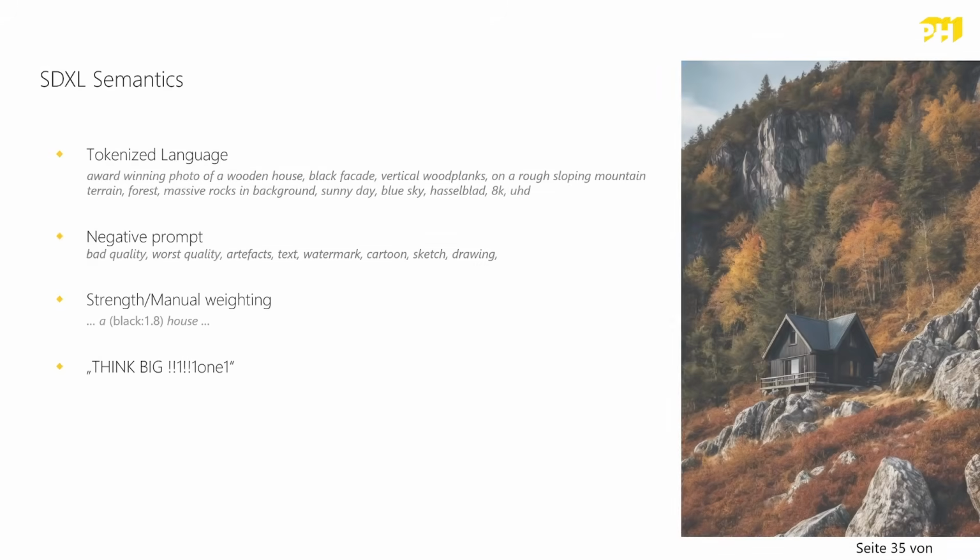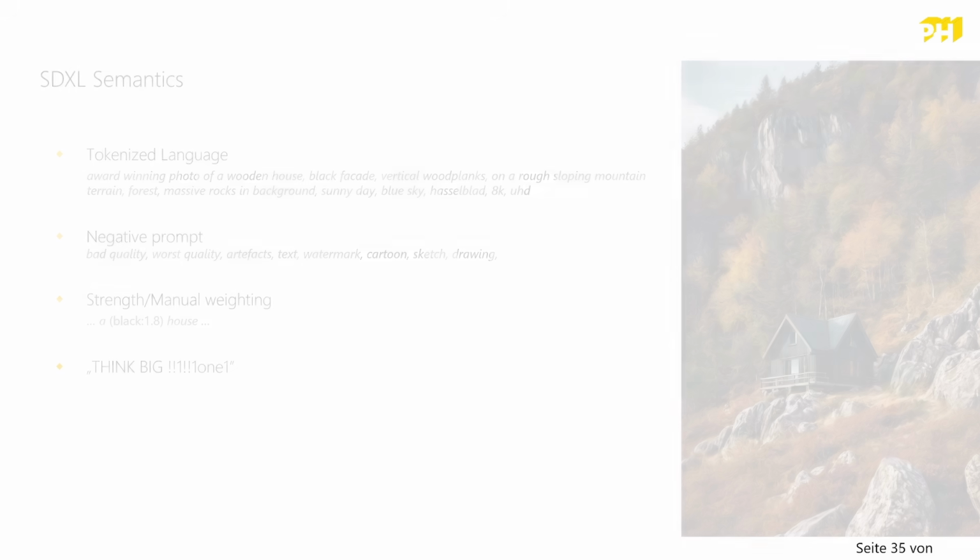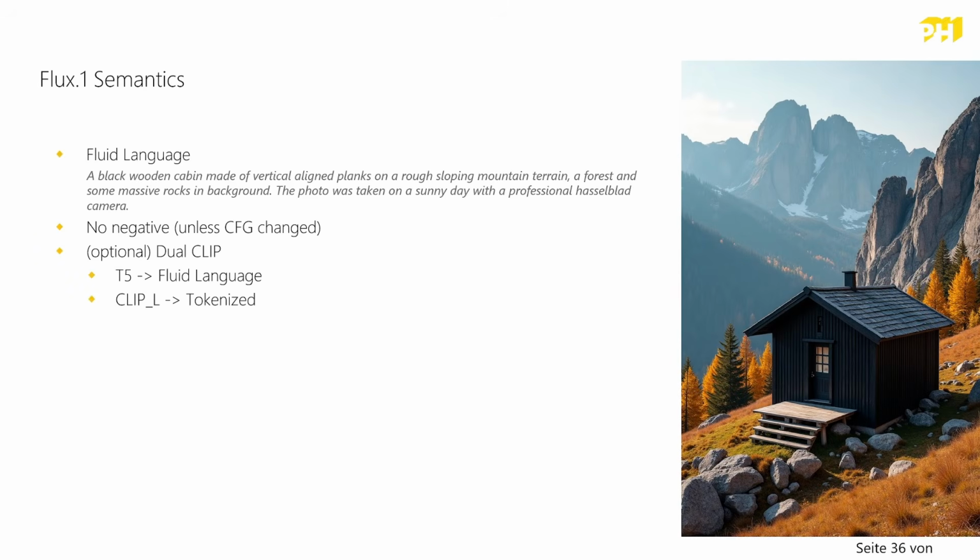One of the main differences between the models we are using here is that SDXL, for example, uses tokenized language. This is what you can see here. And it has by default a negative prompt. While Flux is able to understand fluid language, and unless you change the CFG, you have no option for a negative prompt. However, changing that value will affect the quality of your outputs.